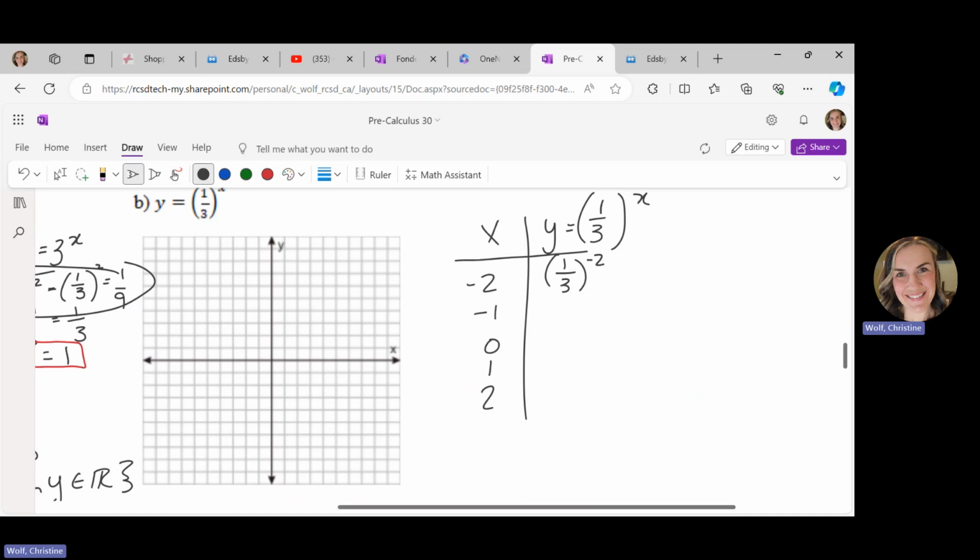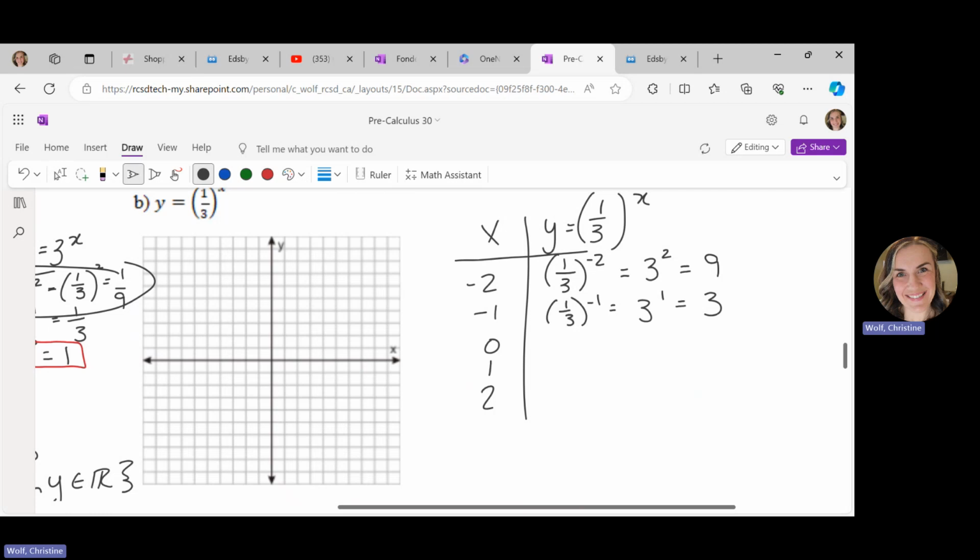This is the first time we've seen it like this, where it's negative, but it's already a fraction. Same rules apply. Flip that base, so it's now 3/1. The exponent becomes positive, so it's 9. So we start high because we're decreasing, okay? Then I have 1/3 to the -1. Flip that, that's 3 to the +1, that's 3.